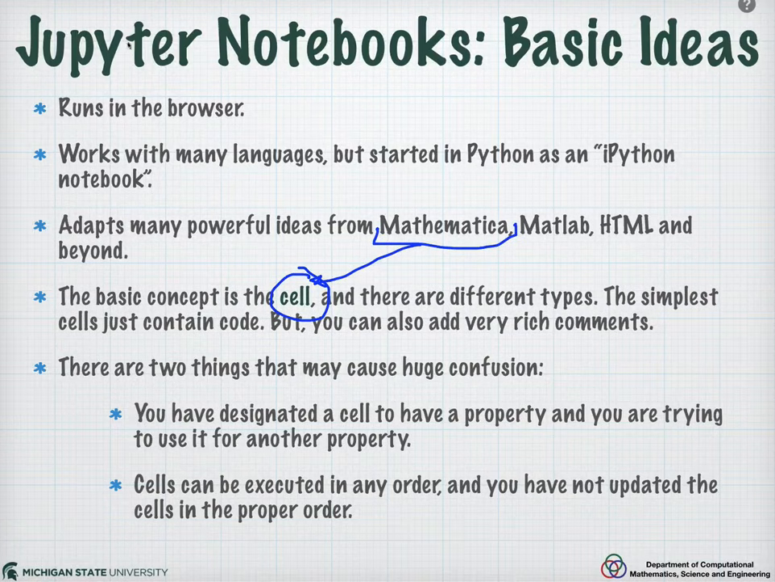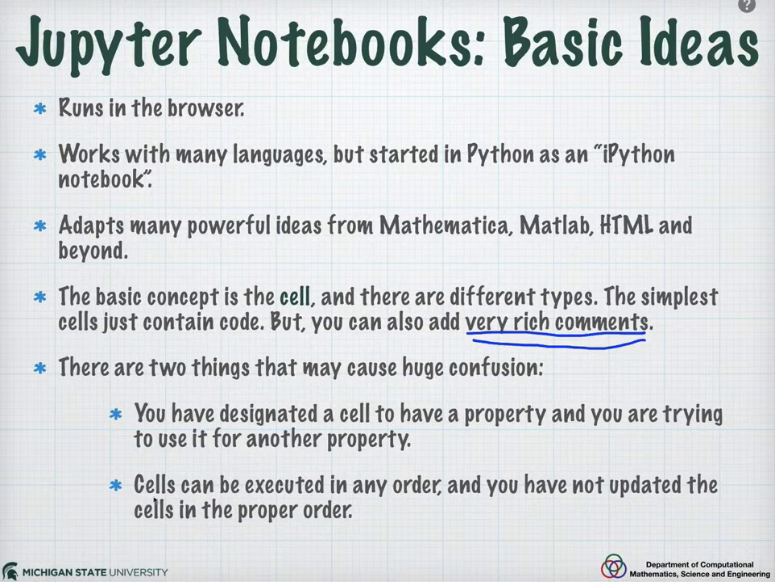And a warning, though, with that is sometimes this can cause confusion. For example, suppose you designate a cell to have a property and you're trying to use it for a different property. So imagine you're trying to put really nice comments, which it allows. I'll talk about markdown soon. And you try to put code in that cell. Well, it's not going to like that. So make sure you know what each cell is designated to do and use it properly.